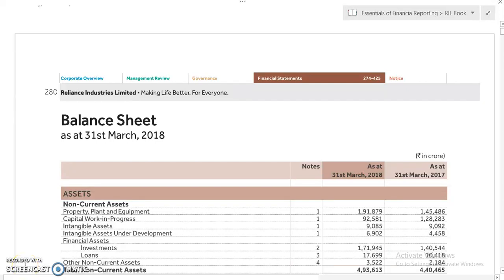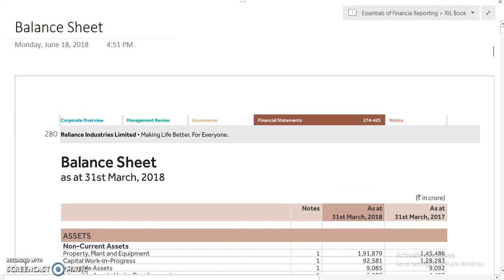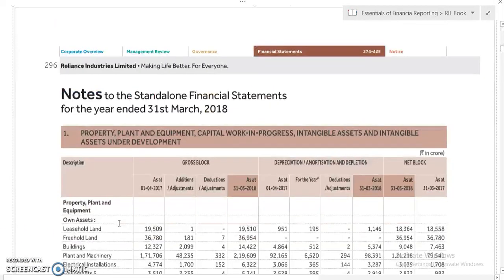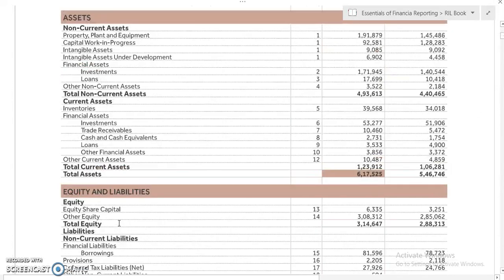Hello and welcome back. In this part of the lecture, we will be looking at more details of the assets, which we promised earlier. So here you can see we have assets. In the previous section we said that we can see the details of property, plant, equipment, capital work in progress, and intangible assets in schedule 1.